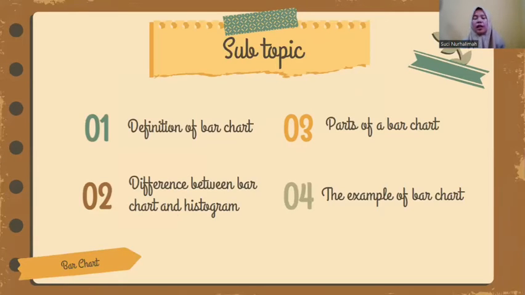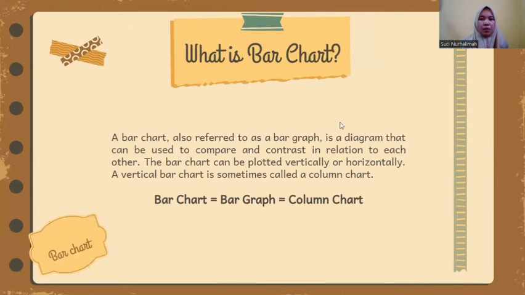So I will present about bar charts, and I divide this topic into four subtopics. First is the definition of bar chart, second is the difference between bar chart and histogram, third is the parts of a bar chart, and the last is an example of a bar chart. So what is a bar chart?